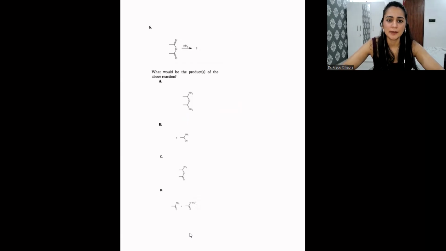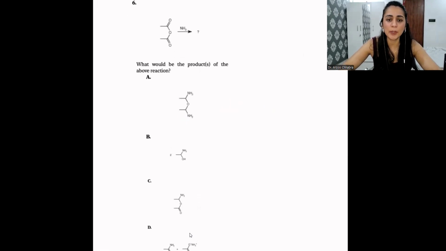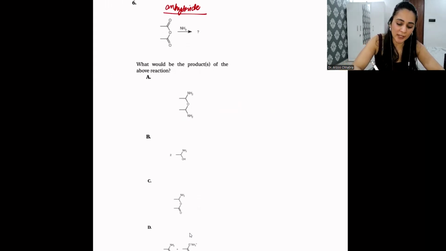Okay. Next question. Which would be the products of the above reaction? So we have an anhydride here, right? And over the anhydride, we are reacting that with ammonia. So what would be the product of the above reaction? We know how this reaction works. The lone pair of electrons would go over here. So that would just give us CO minus, right?